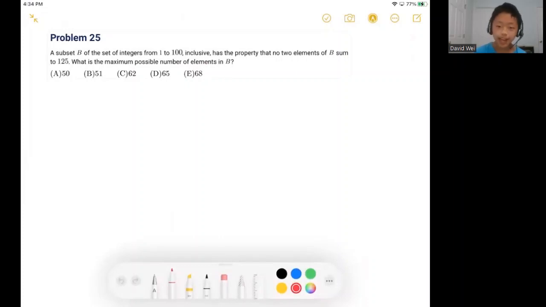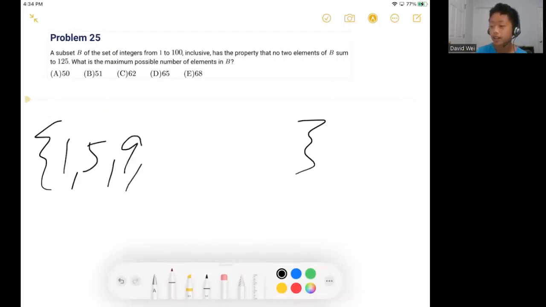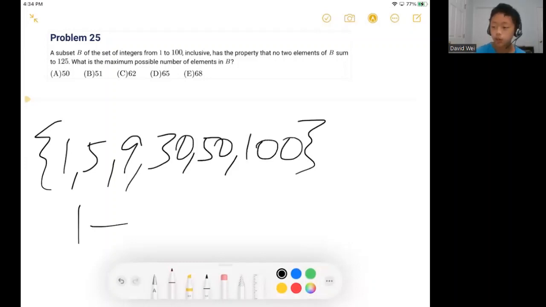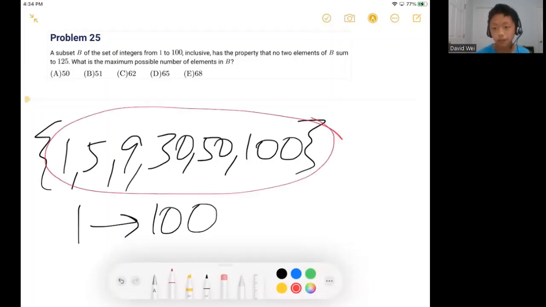This seems like a pretty abstract problem, more like a counting problem where you want to optimize. Say you have a set of numbers like 1, 5, 9, 30, 50, 100. You want a subset of the numbers from 1 to 100, and you want to make sure that no two of the numbers you include have a sum of 125. For example, this set works because no two of the numbers 1, 5, 9, 30, 50, 100 have a sum of 125. So this is a valid set.